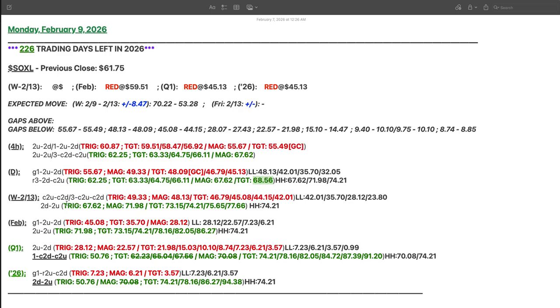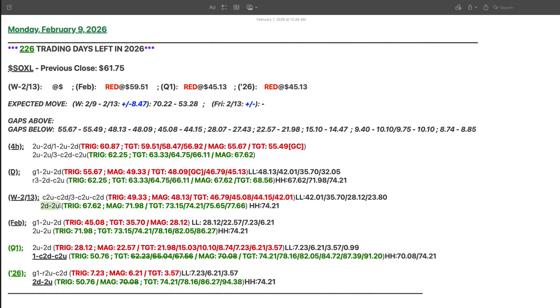Right. On the week, if we do go to the downside, that continues this combo 2 up, combo 2 down, and then if it reaches its magnitude at 48.13, that then triggers a 3 combo 2 up, combo 2 down, with the magnitude of 42.01, and then we've got these intermediate targets on the way down there as well.